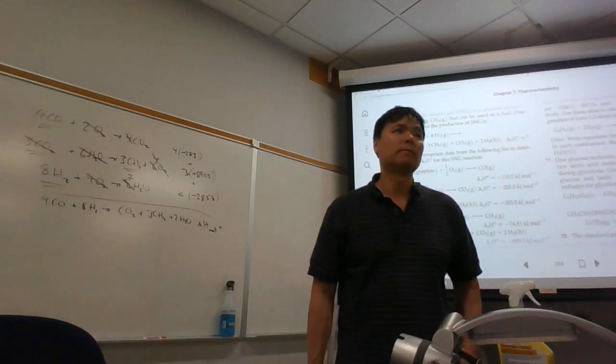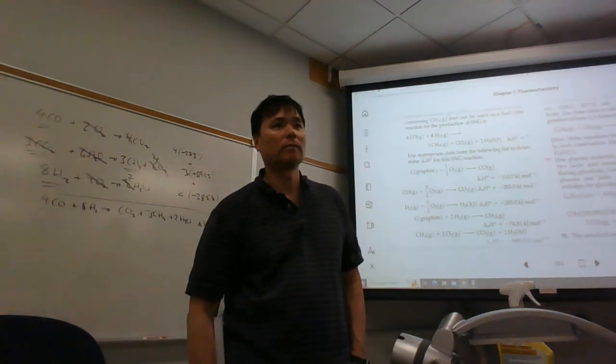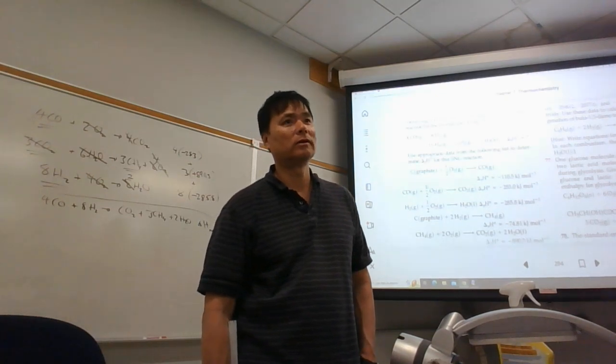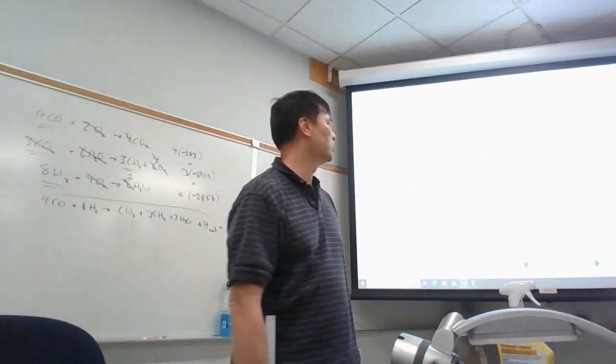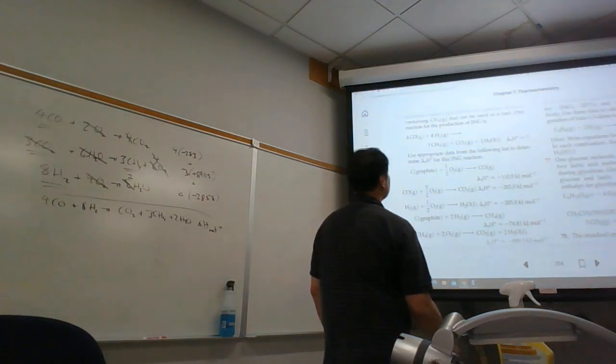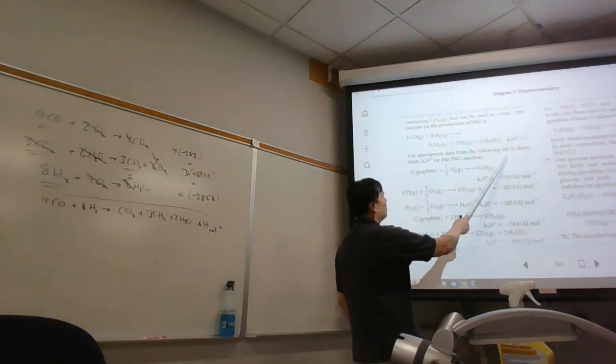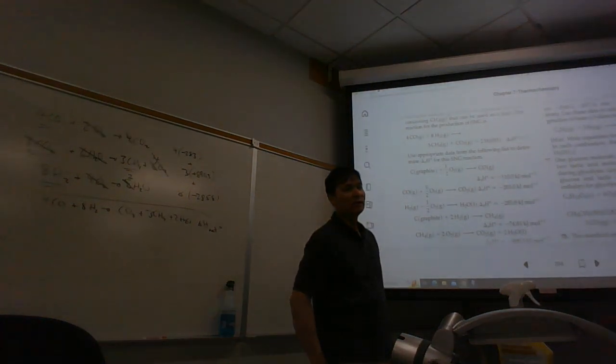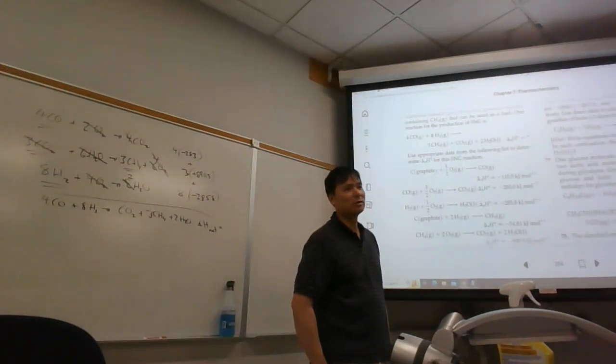What's that? We can't do number 2 version for this one? We can. We could do number 2. But that's not what they said. They said use appropriate data from the following list. They didn't say to go to Appendix D. If we went to Appendix D, then we could have done this quickly.